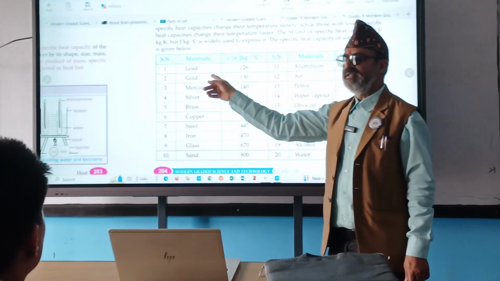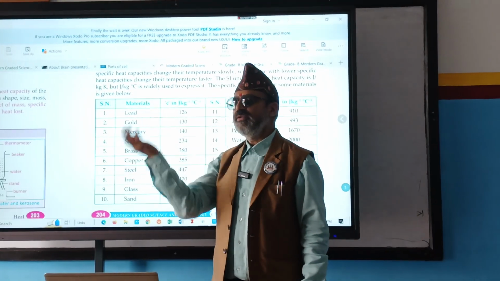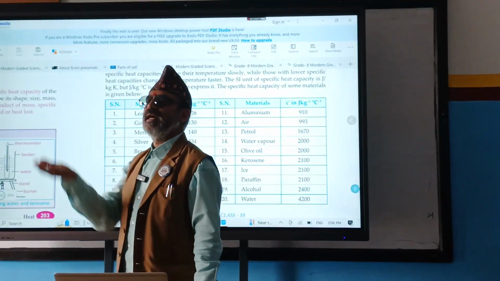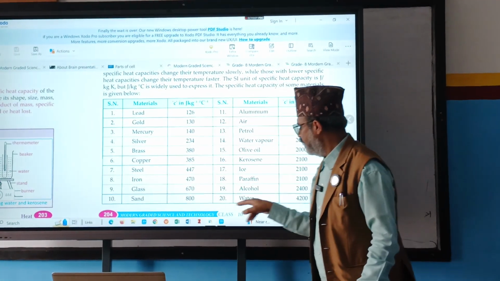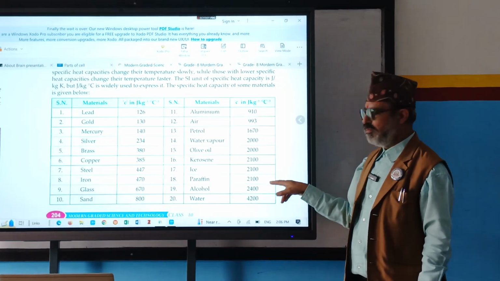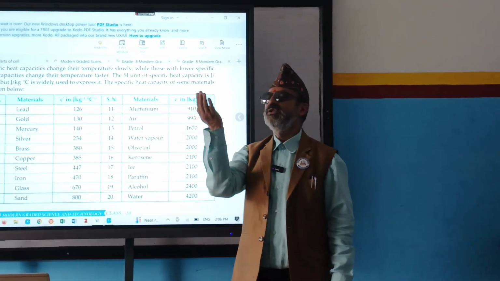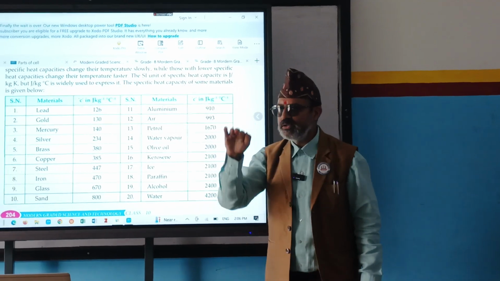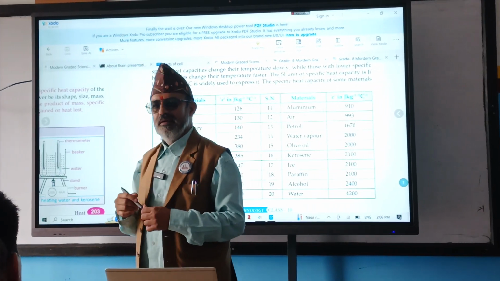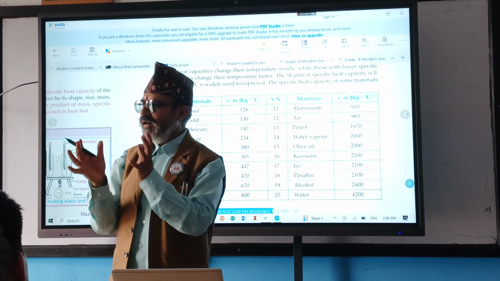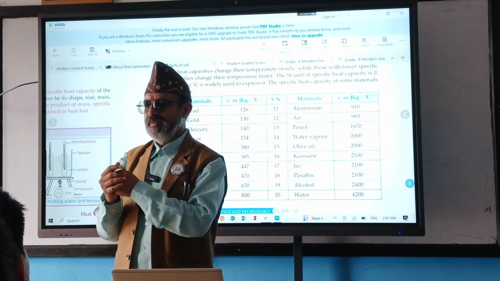Less specific heat capacity means it gains heat fast and temperature rises fast, and it loses heat fast, so the temperature also decreases fast. But if specific heat capacity is more, it gains heat slowly, temperature rises slowly, and temperature falls slowly. In hot bags, what do you use? Water is used, no? So that the hot bag water remains hot for a longer time.